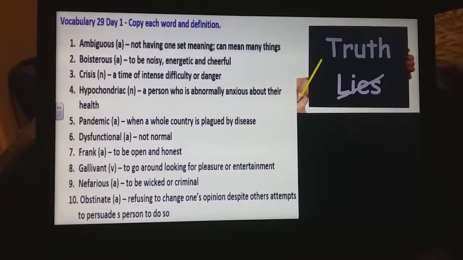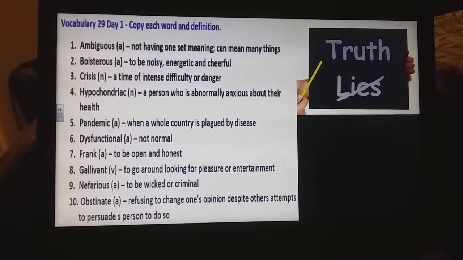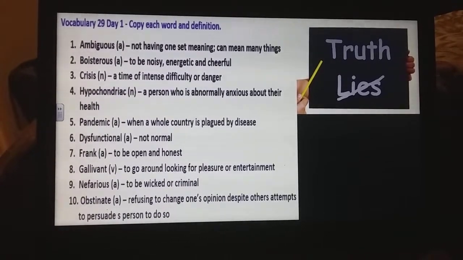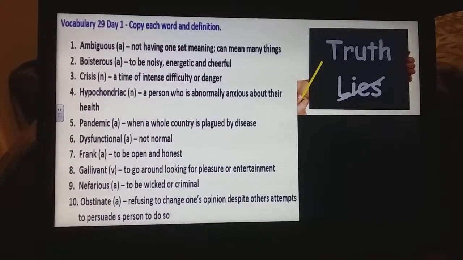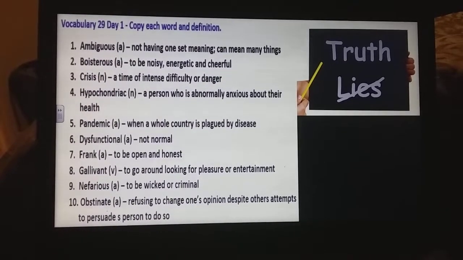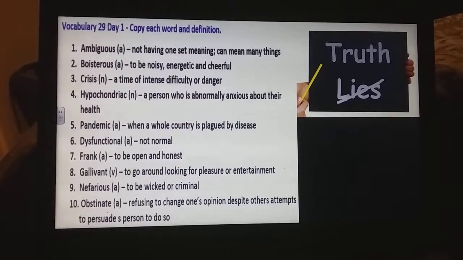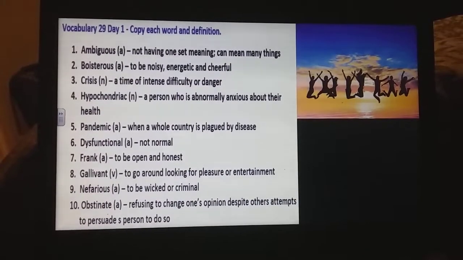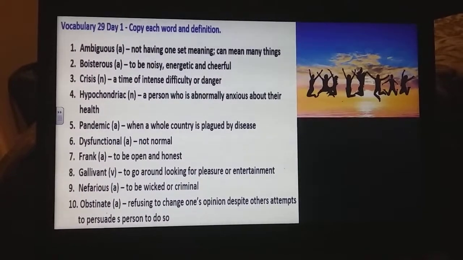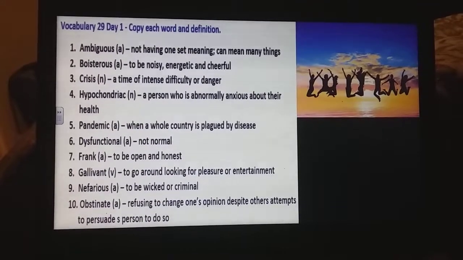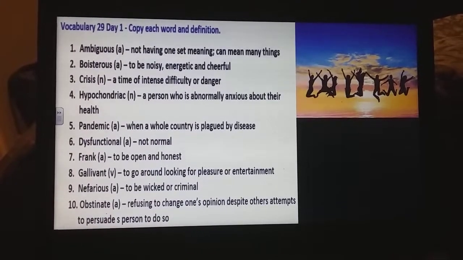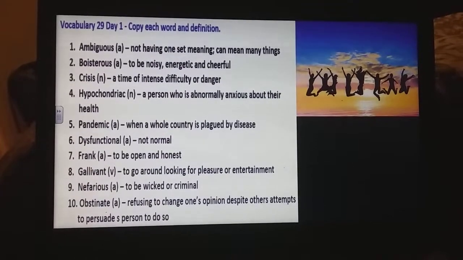Word number 8 is the word gallivant. Now this word is a verb, and a verb, remember, is an action word. When you gallivant, that means to go around looking for pleasure or entertainment. So here in the visual you see on the screen, you have a group of people and they're just gallivanting around because they're looking for something exciting or fun to do.